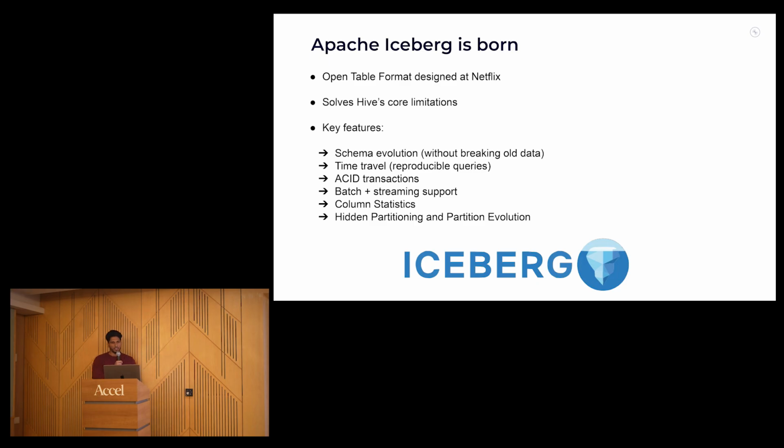Then it solves the limitations of Hive, and the key features of Apache Iceberg are, one, schema evolution without breaking the old data. Second is time travel, because you have snapshots. A snapshot is nothing but a point-in-time view of your table. Let's say you have a snapshot S1 with 100 records, you add 3 more records, you have a snapshot 2 with 103 records. Now it's up to you whether you want to read based on snapshot 1 or snapshot 2. So you get that time travel feature in Iceberg.